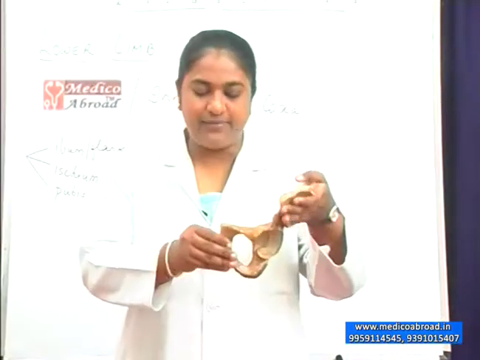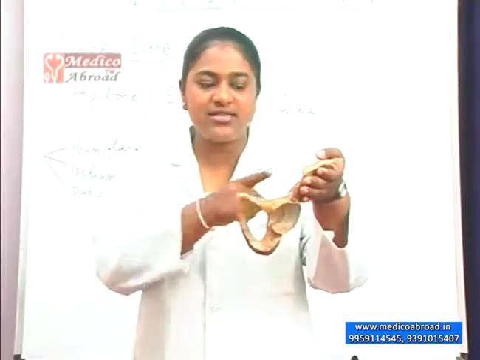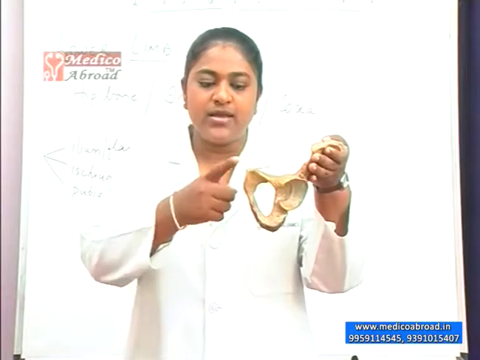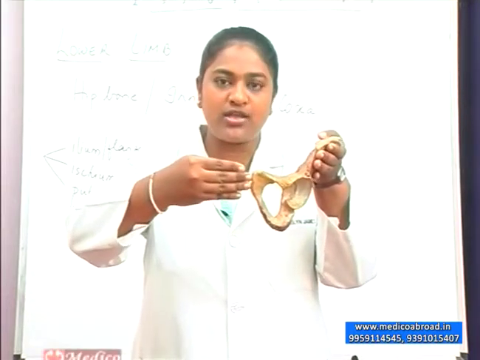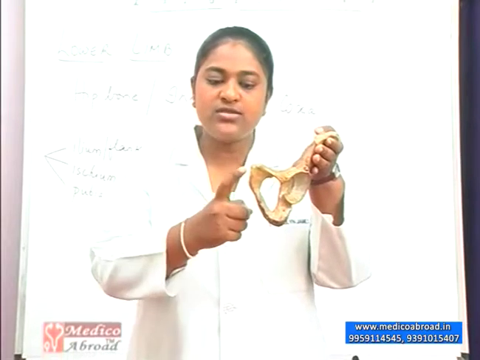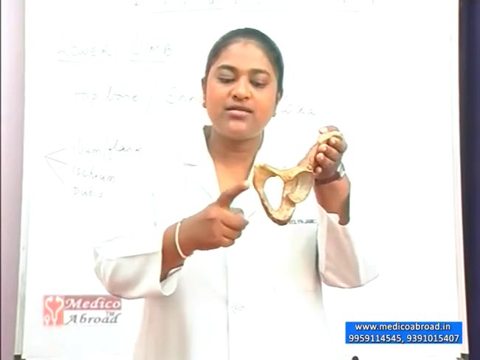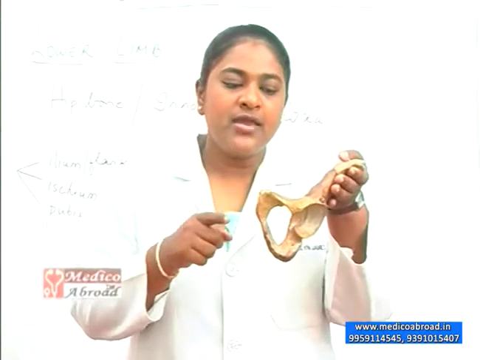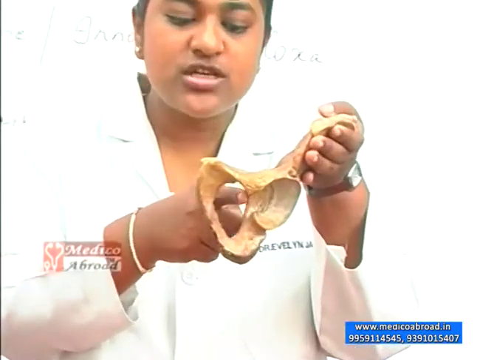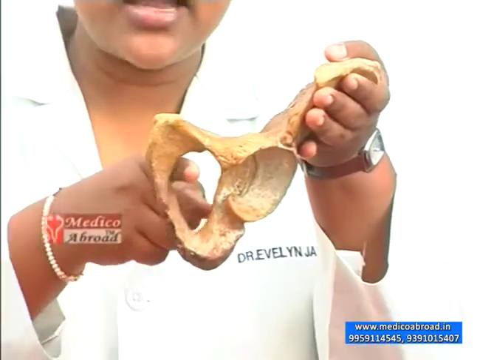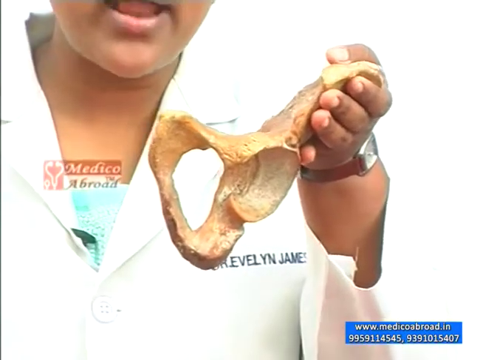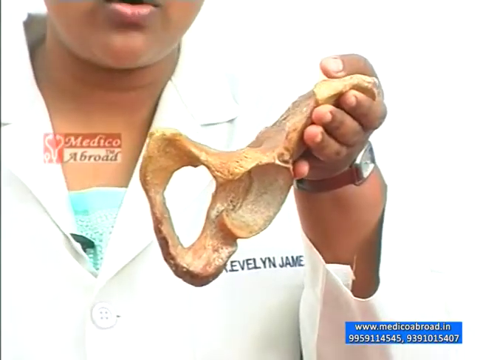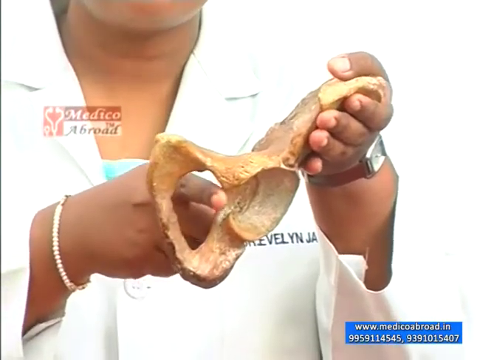Now this is the way it is held anatomically. This is the left hip bone. This is the area where the other hip bone articulates. It forms anteriorly the pubic symphysis. Now as you can see, there is a large gap inside the hip bone here. This is called the obturator foramen.